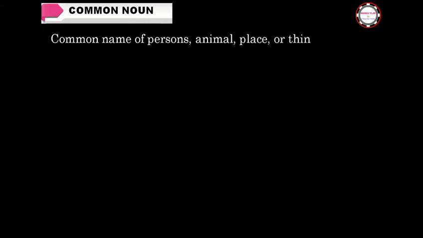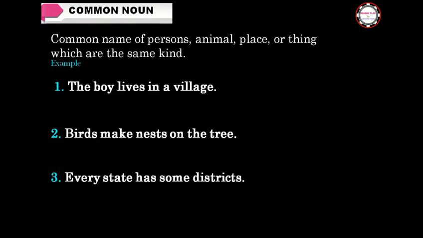Common noun. Common names of persons, animals, places or things which are of the same kind we consider as common nouns. Observe the examples. The boy lives in a village. Birds make nests on the tree. Every state has some districts. The first sentence, the boy. Boy is a common name. Village is a common name.